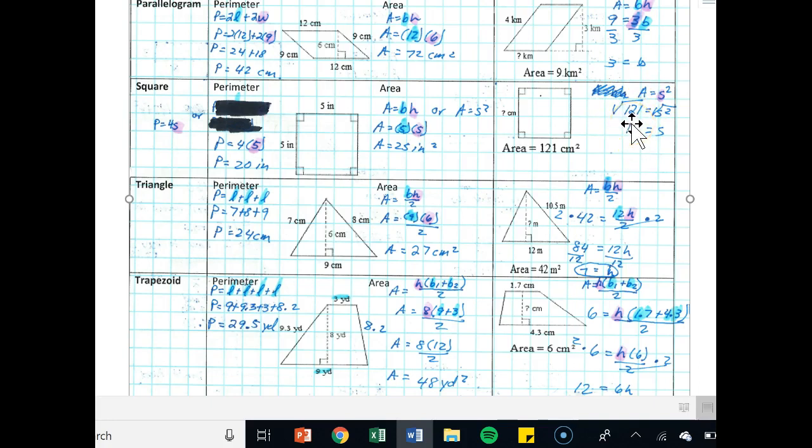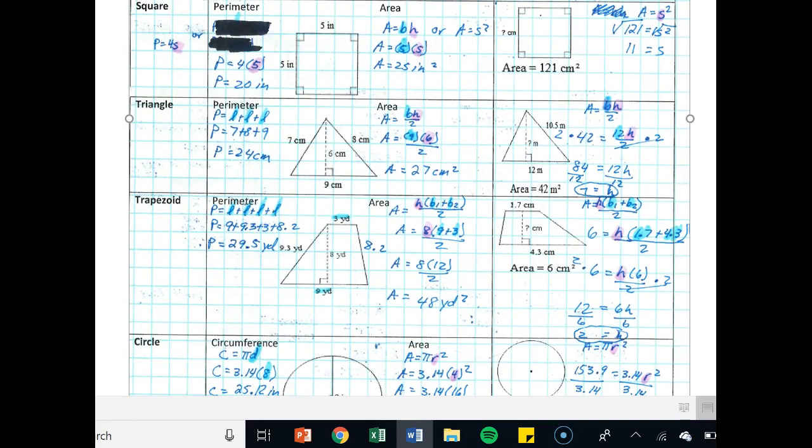Hitting second x squared will give you the square root symbol, and then you can type in the number 121 and hit enter on your calculator. For a triangle, notice it gets a little bit more complicated.